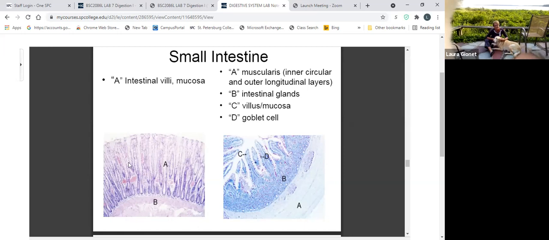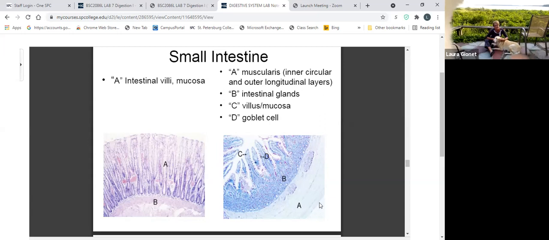We have the layer A, which are those villi extending into the lumen of the small intestine. The layer is the mucosa. That structure would be a villus, and its function would be to increase surface area. Below that layer is B, where we have the submucosal layer. So we have A over on the left side, and then we have A, B, C, D over on the right side.